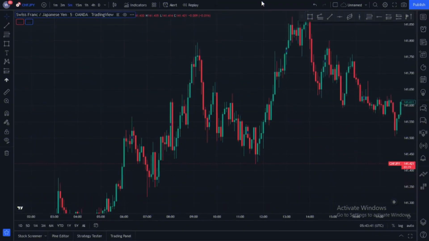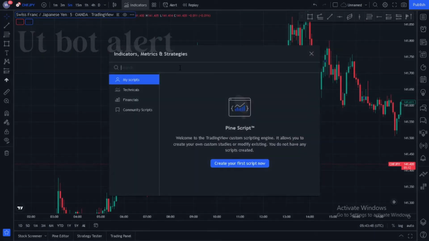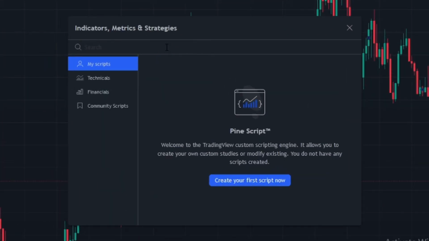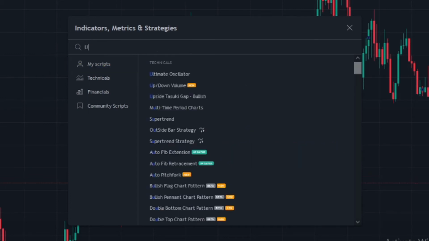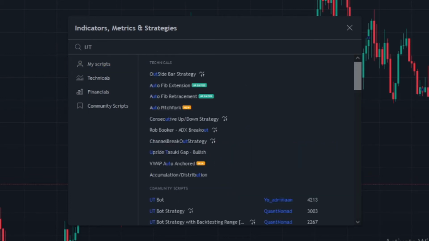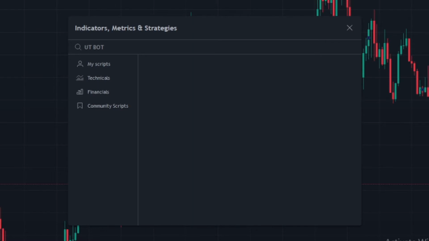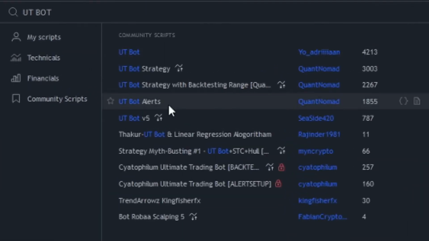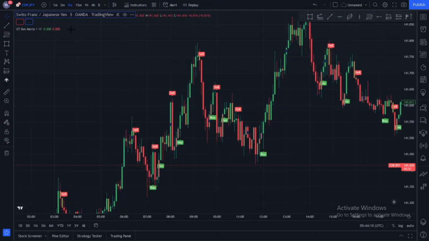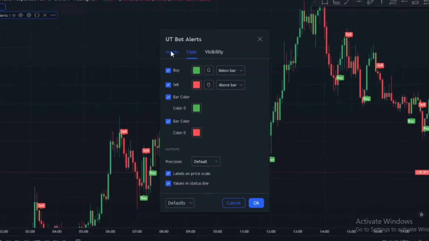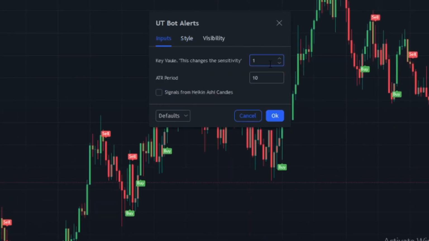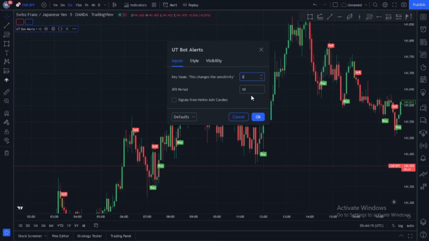We need 3 indicators that we add to the chart from the indicators section. Bot alert. We go to the settings of this indicator and change the key value to 2 from the inputs section. We also change the ATR period number to 6.